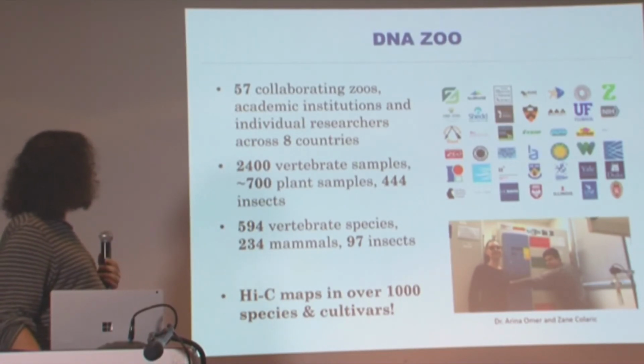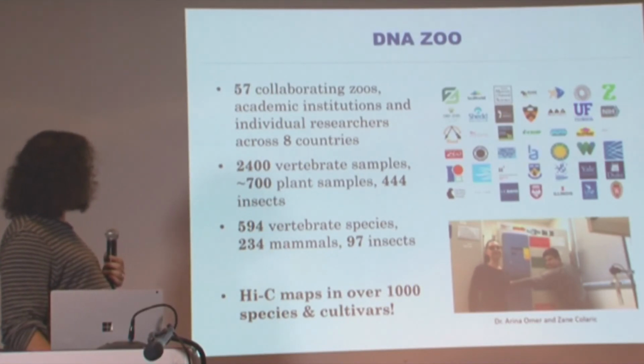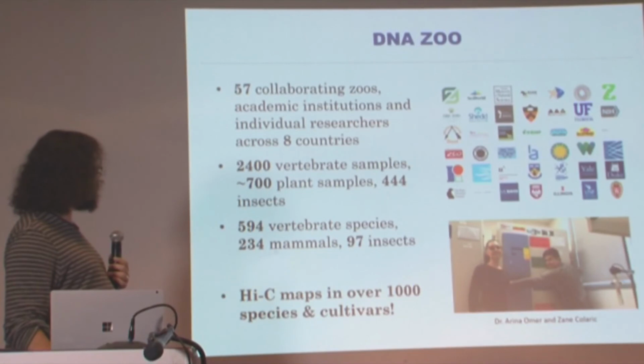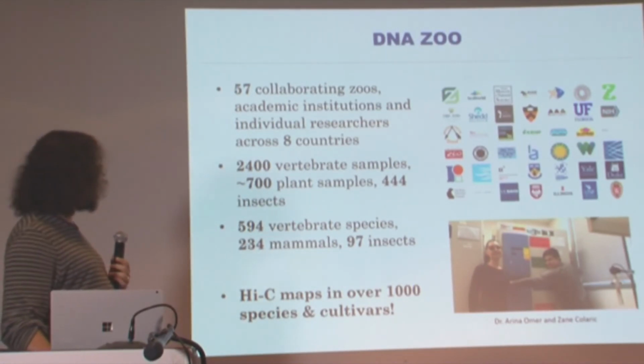much whatever you wanted. So just to give you a sense of where we're at with this, I apologize, this slide is actually quite outdated. Anyway, about 57 collaborating zoos, about 700 plant samples, 2,400 vertebrate samples, 400 some insects. We cover about, when the slide was made, about 600 vertebrate species, including 234 mammals. I apologize, this slide is actually quite out of date. I somehow took the wrong one.